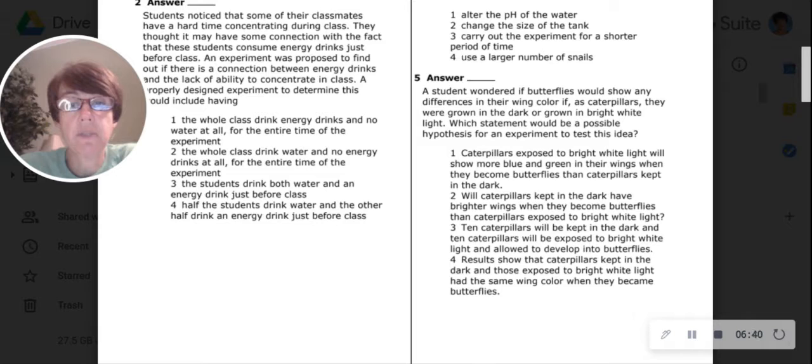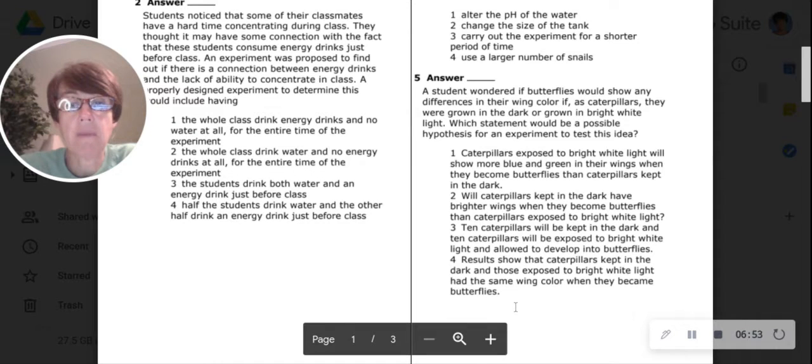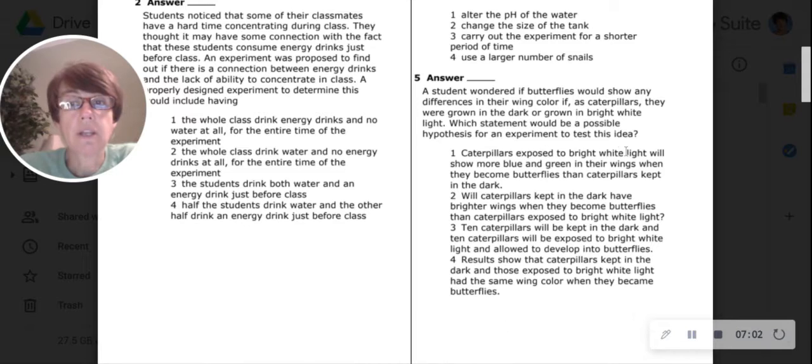Number 3, 10 caterpillars are kept in the dark, 10 are kept in the light, and then they're allowed to develop into butterflies. That is the experimental design, not a hypothesis. Results show that caterpillars kept in the dark and exposed to bright light had the same wing color when they became butterflies. So this would be the analysis part or the results part. So the hypothesis goes back to number 1. We're going to expose them to white light, and we expect them to have different colored wings than those that were carried out in the dark. So that's our hypothesis.